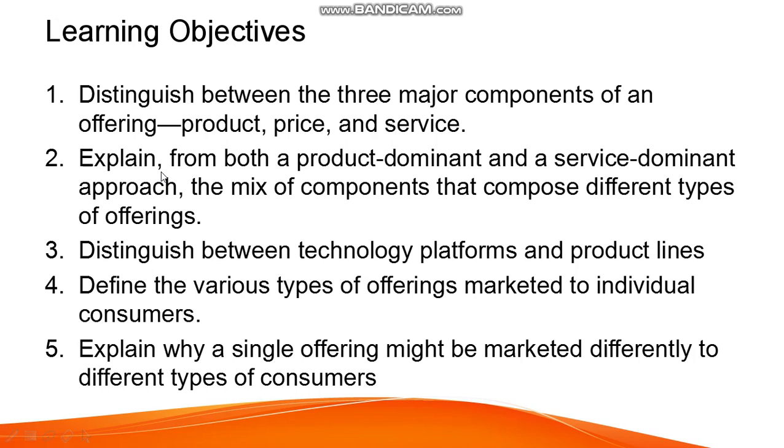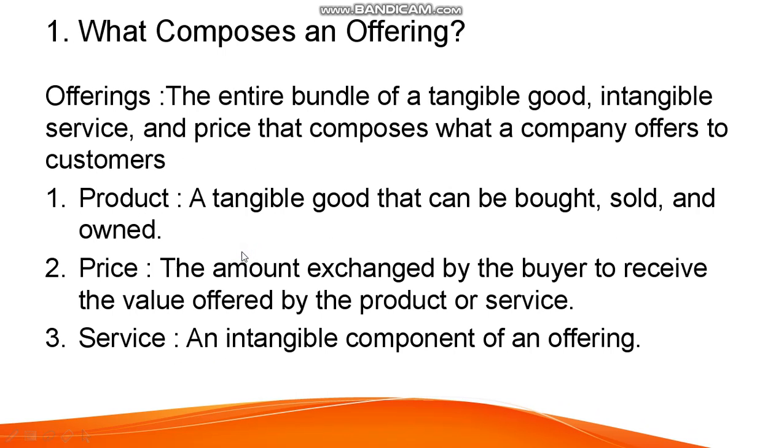Number 2 is explain, from both the product dominant and service dominant approach, the mix of components that compose different types of offering. Number 3, distinguish between technology platform and product lines. Number 4, define the various types of offering marketed to the individual consumer. And the last one is explain why a single offering might be marketed differently to different types of consumer.